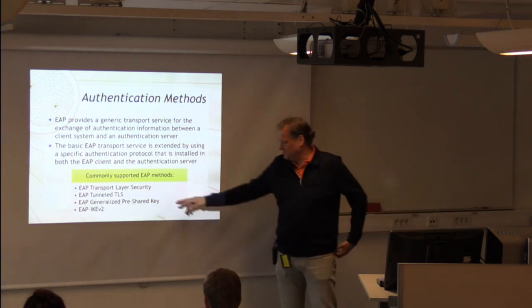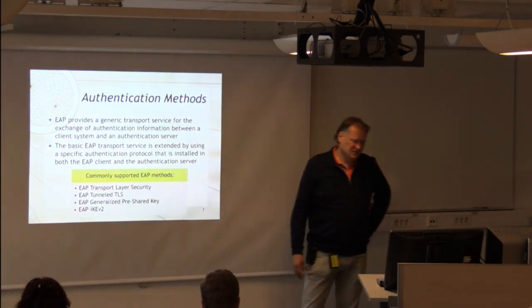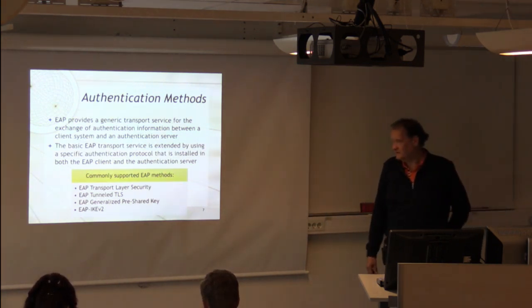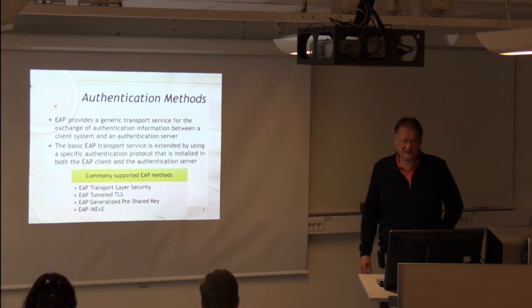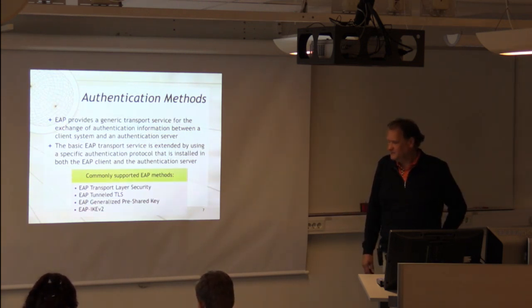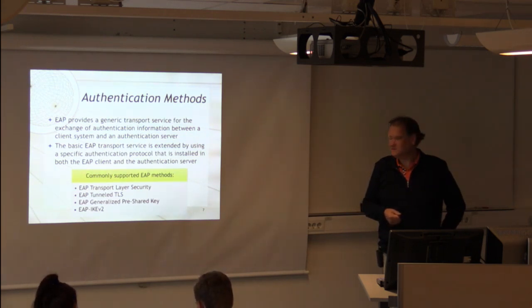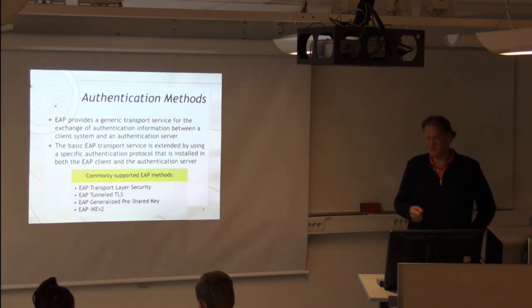You have the generalized pre-shared key, which is a little bit simpler. You have, well, IKE, we'll come back to the IKE protocol later on. But you also have something called PAP, which is just plain password. You just say, well, this is my identity, this is my password. Unencrypted and very simple like that. So that's the easiest one. So you have many different levels of security here.